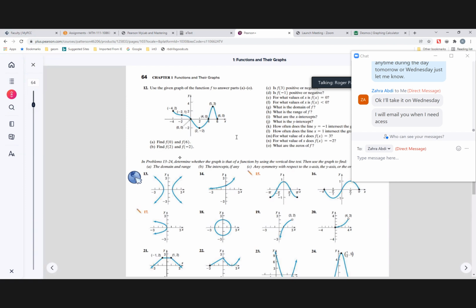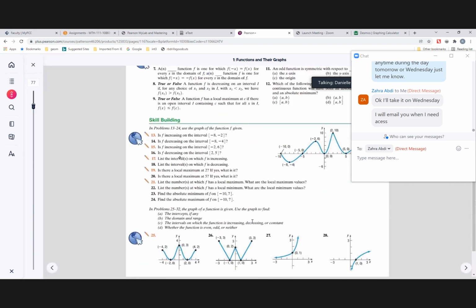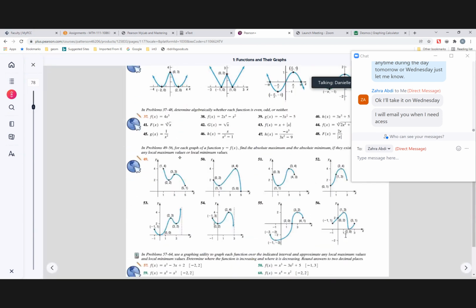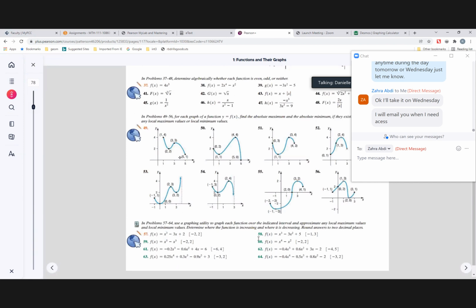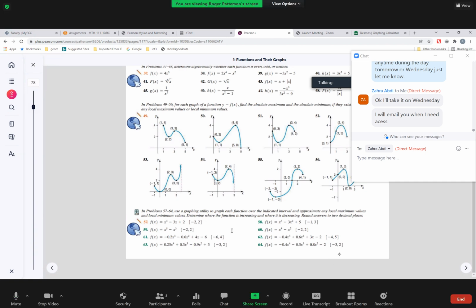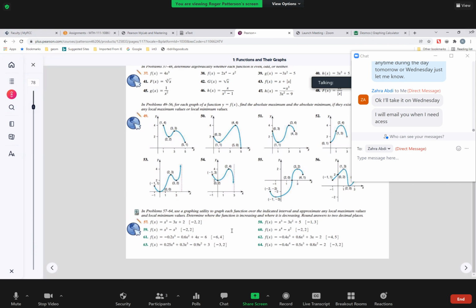Was there other ones too that you were asking me about? Yeah, 77. I didn't understand 77. 57 through 60, because we went over that example in class, and you had mentioned that there's an open circle, and when I was doing 57 through 60, I don't know how I would have known it was an open circle. Well, hold on for a second here.